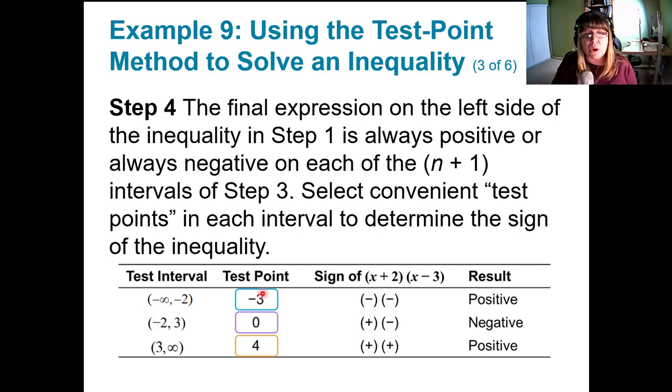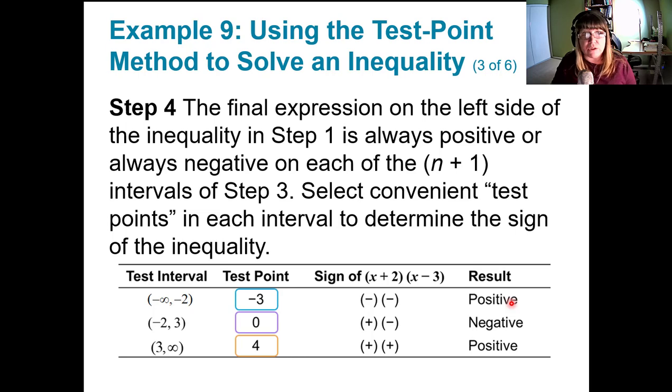So we're going to throw it into our expression. Negative 3 plus 2 is negative 1. That's a negative value. Negative 3 minus 3 is negative 6. That's also a negative value. Negative times negative, and I don't care what the values are, I only care about the signs. Negative times negative is positive.